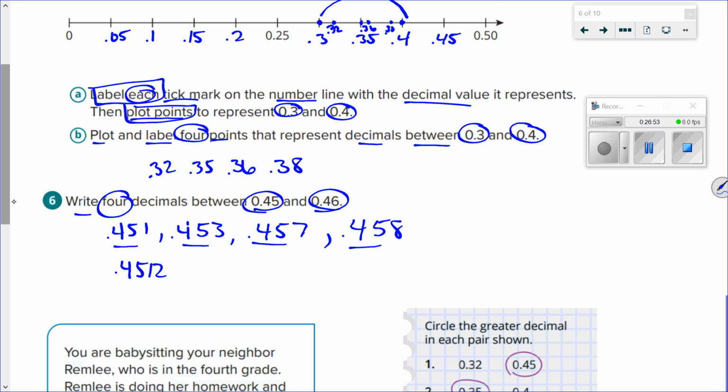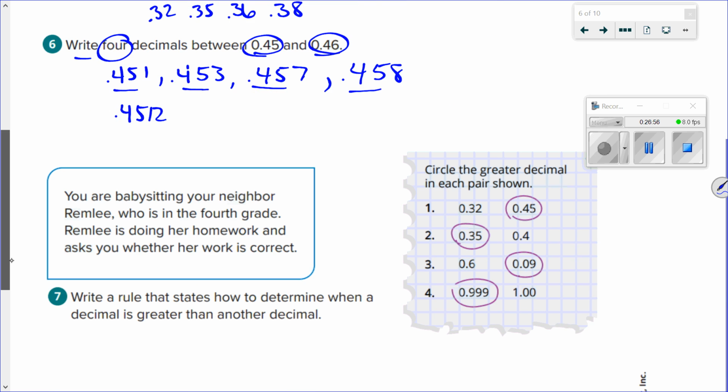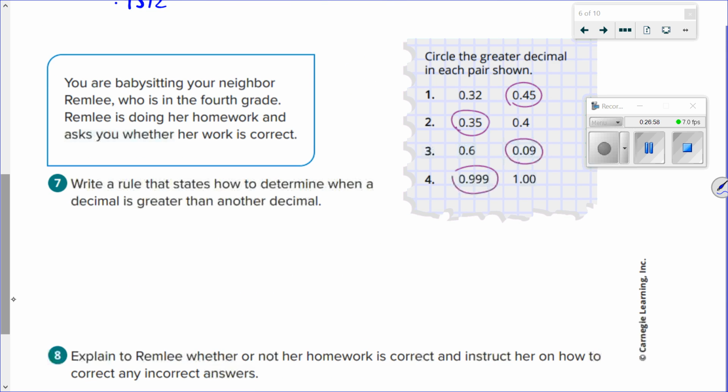Let's work on what we're working on right now, okay? So now, you're babysitting your neighbor Remley, who's in the 4th grade. Remley is doing her homework and asks you whether her work is correct. So she gave us 4. We're going to vote on which ones you think are right. Did she do number 1 correctly? Yes. Raise your hand if you think she did.